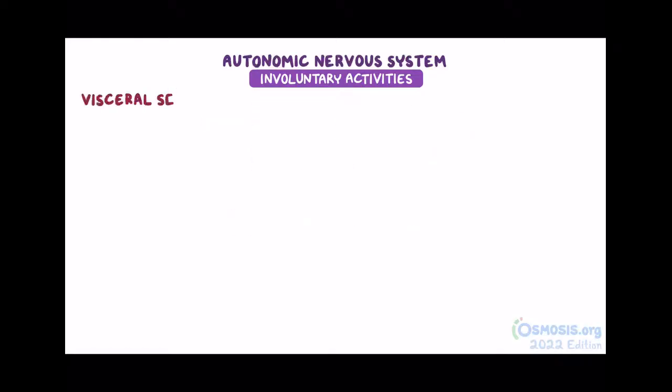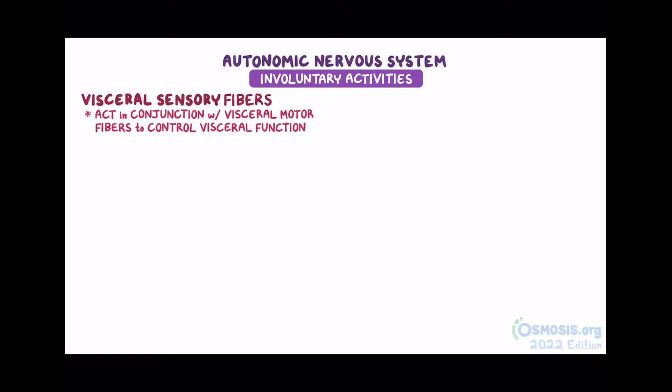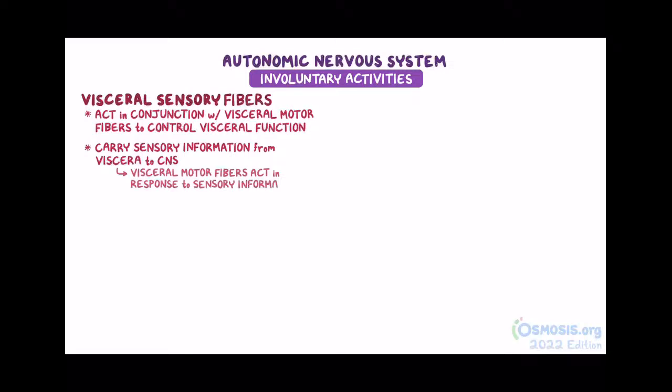We also have visceral sensory fibers, which are not typically defined as part of the autonomic nervous system, but they act in conjunction with the visceral motor fibers of the autonomic nervous system to control visceral function. Visceral sensory fibers travel with the visceral motor fibers, carrying sensory information from the viscera back to the CNS, where the visceral motor fibers will act in response to this sensory information.